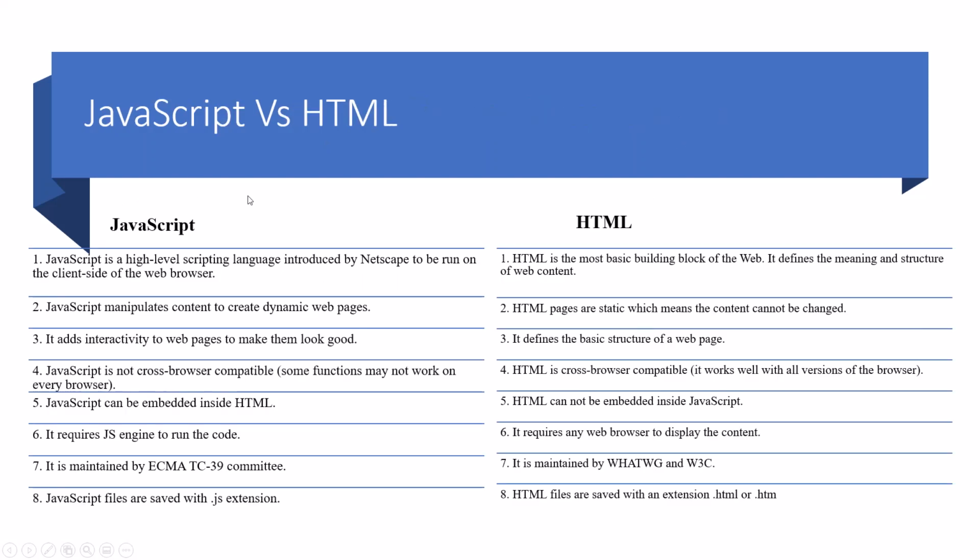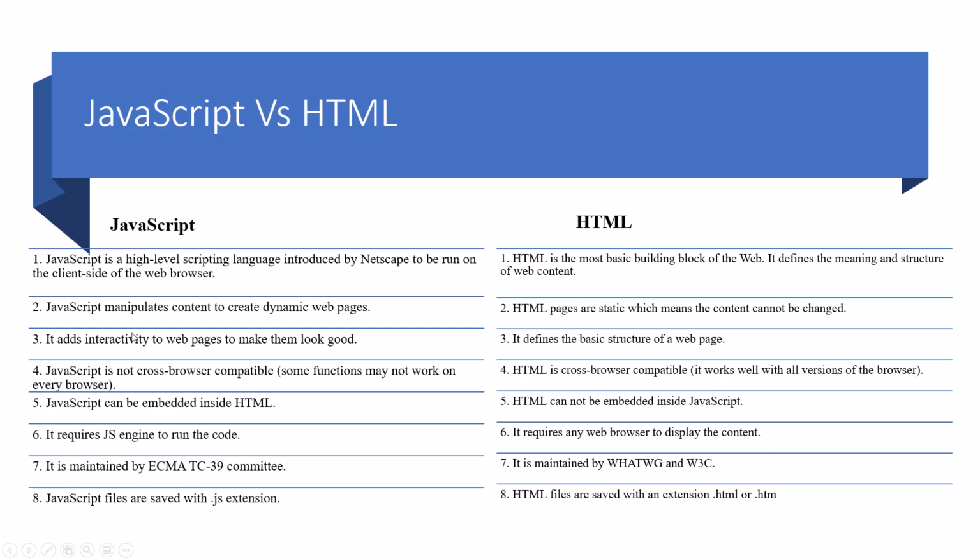We can use JavaScript and HTML embedded into each other. There are some other major differences between the JavaScript and HTML languages. We will see the main differences here one by one. Starting with the first, JavaScript is a high-level scripting language introduced by Netscape to be run on the client side of the web browser, whereas HTML is the most basic building block of the web. It defines the meaning and structure for the web content.